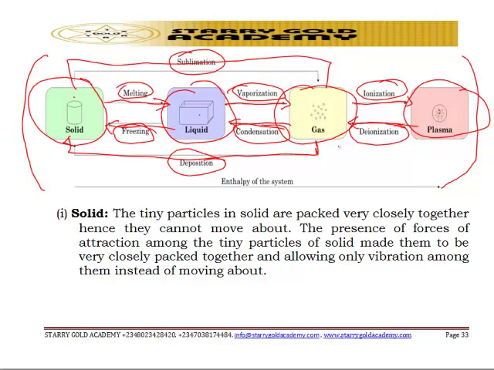So now I'm going to lay more emphasis and put more stress on plasma. Let's take them one after the other. In the course of the study, I will try to give you the characteristics of a solid and also the characteristics of a liquid, gas, and plasma. Now, when we talk about the solid state.